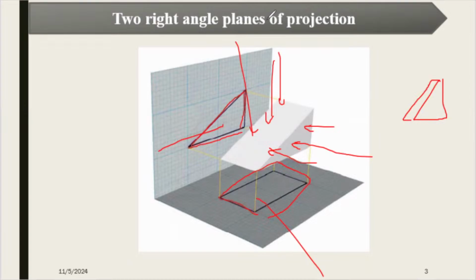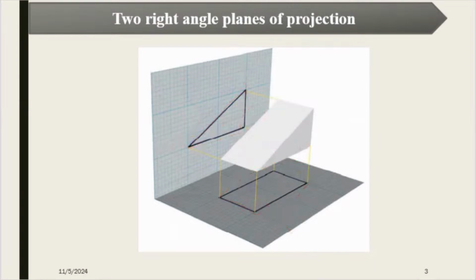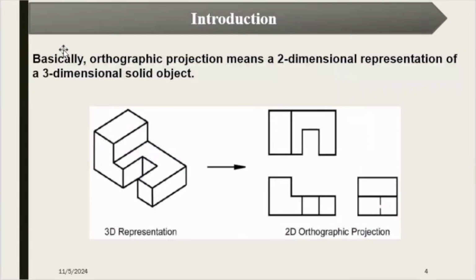So we draw these projections to get a clear idea about the object. Okay. In this session you will know what projections are and how to draw them. So let's look at the introduction first. Basically, orthographic projection means a two-dimensional presentation of a three-dimensional solid object.